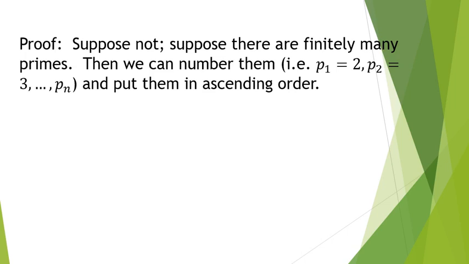So if we suppose that there are finitely many primes, then we can number them. We can give every one of them their own name: P1, P2, P3, P4, P5, all the way up to and including Pn. And we can also write these numbers in ascending order. So P1 is the smallest, P2 is the next largest, P3 is the next largest, so on and so forth.